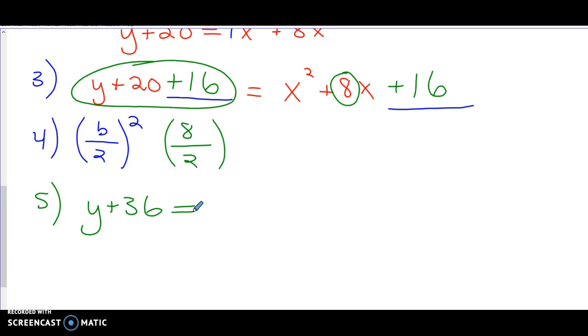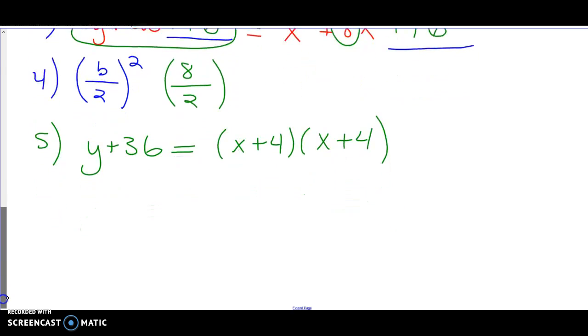We purposefully made it a perfect square trinomial. So the factors of 16 that add up to 8 should be the same number twice. What is it? X plus 4 times x plus 4. And as you get more comfortable with this, you probably know that. How are we going to rewrite that? X plus 4 squared.